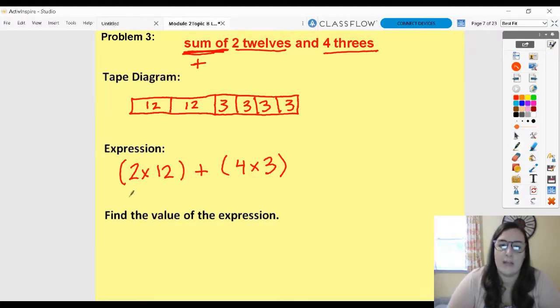Now we need to find the value of that expression. So 2 times 12 is 24. And then we solve 4 times 3. Because of PEMDAS, we do our parentheses first. So 4 times 3 is 12. 24 plus 12 is 36.